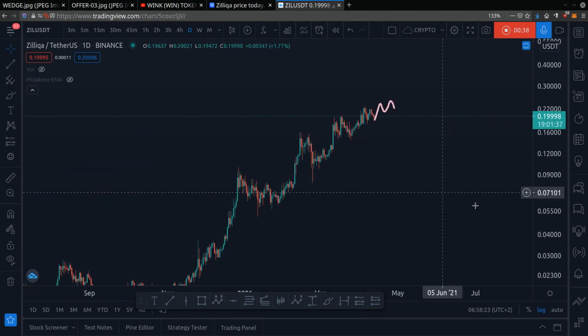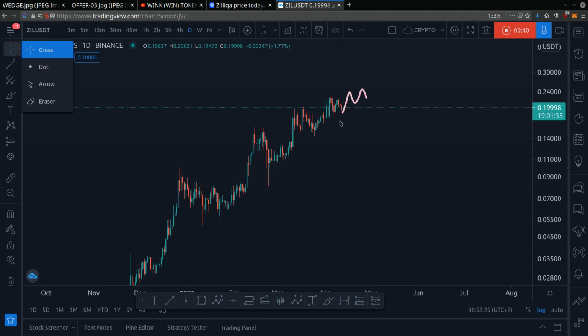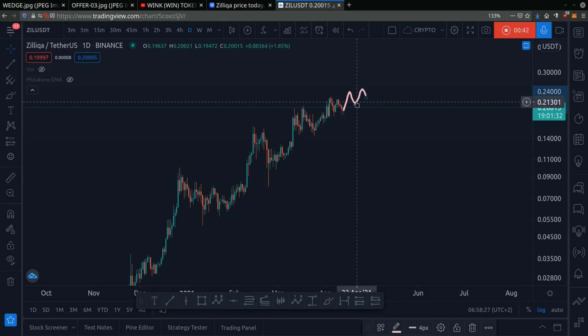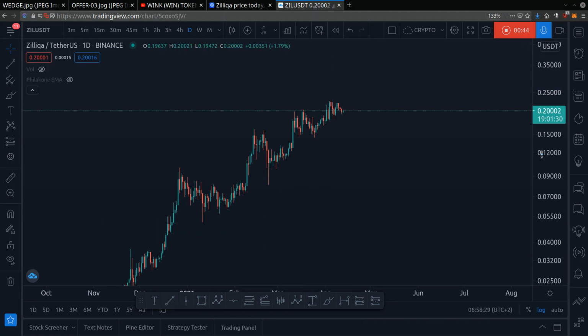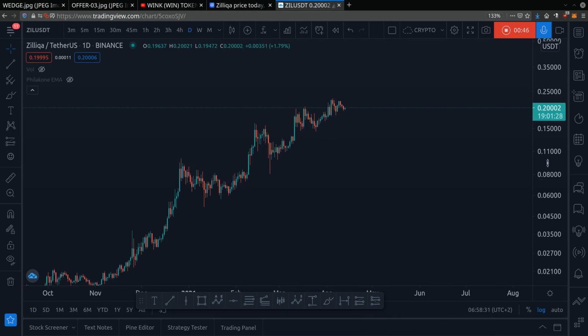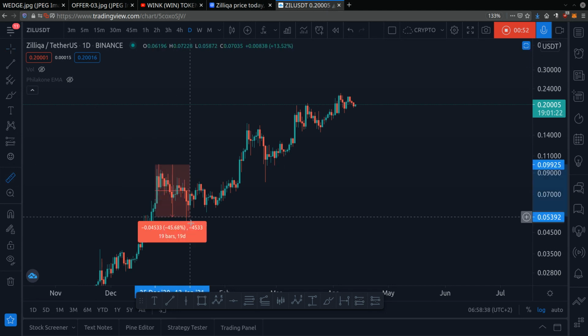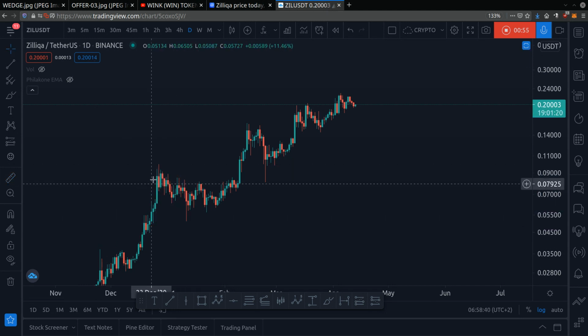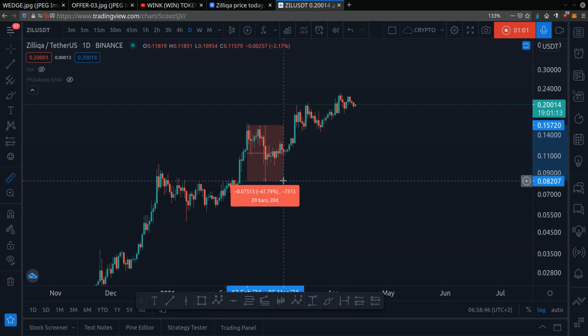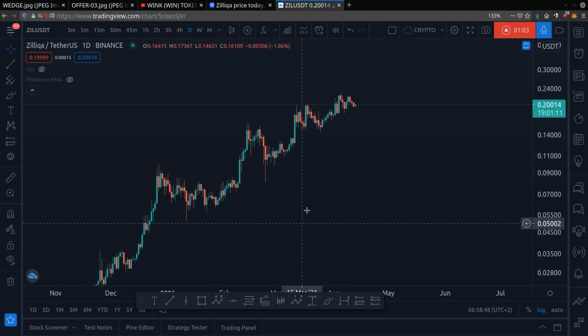So here I am on Zilliqa's chart, and we always want to look at the daily chart because the daily chart gives us clues on where the future price could potentially go. And as always, we don't want to buy the high. There are people that bought here and then the price dipped 48%. So it causes people to FOMO, to buy high and sell low. Then again, price is here. Then it dipped 47%, and so on.